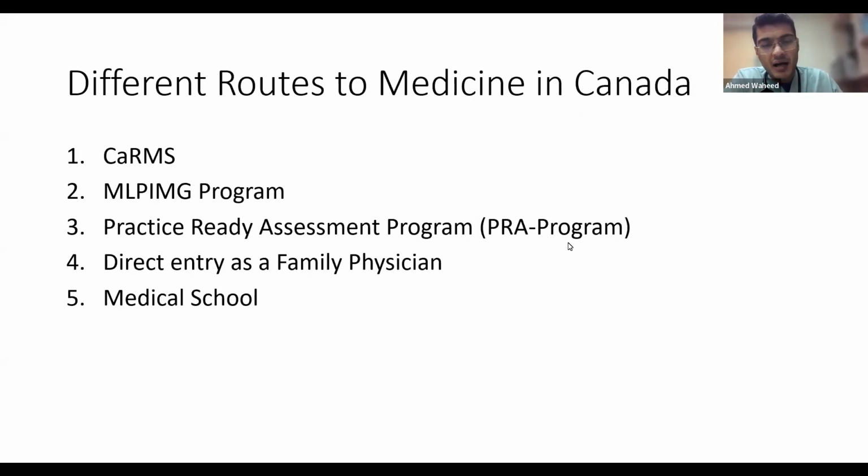Okay, so I have divided it into 5 routes. The first one is CaRMS, which is the Canadian Residency Matching Service. The second one is the MLP IMG program, which we will go into detail. Then there are the different provincial criteria having the practice ready assessment program. The fourth one is direct entry as a family physician, in which people don't have to go for any of the training. The fifth one is the medical school, and we will go through each one by one and see how they look.